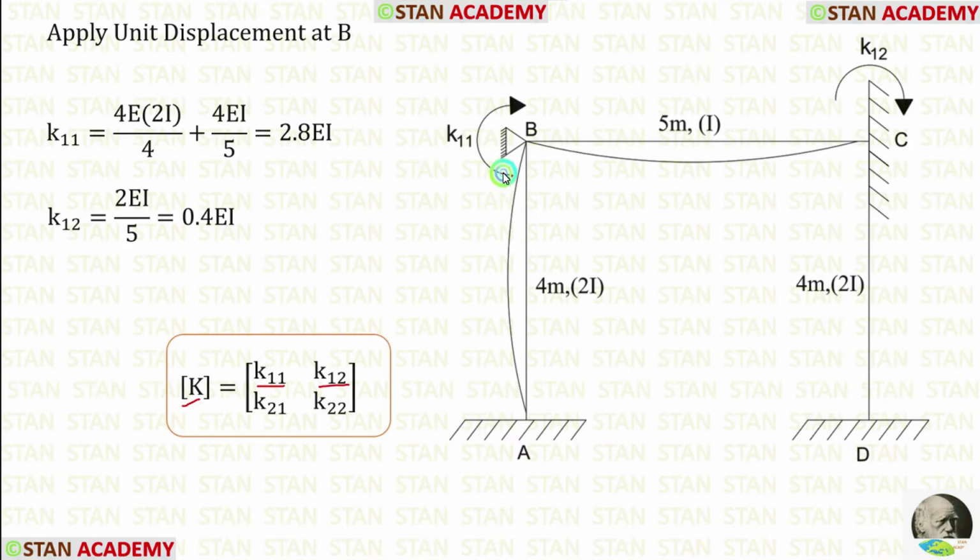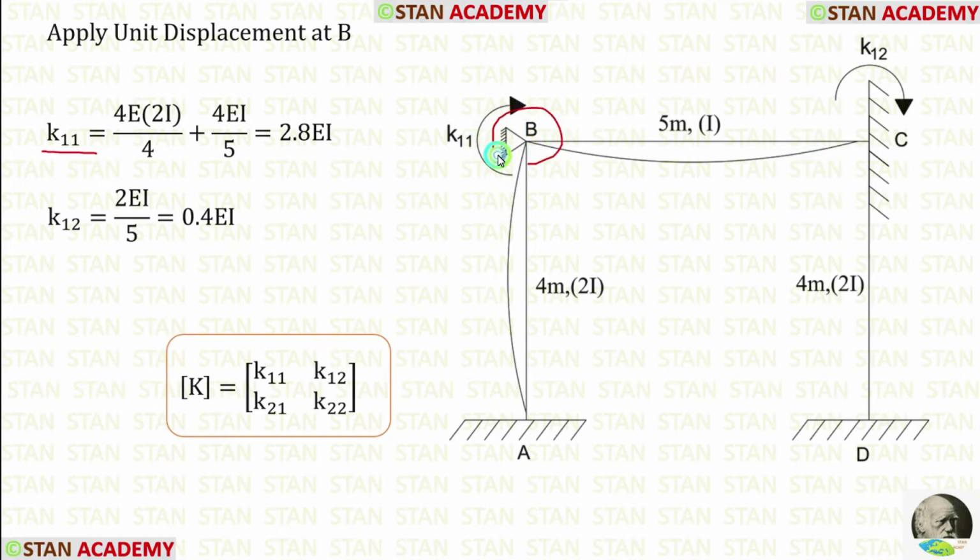K11 and K12 should be represented in the clockwise direction because we have made the coordinates in the clockwise direction. K11 should be calculated from the point B because that is our first coordinate, and K12 should be calculated from the point C. Now let us find K11.